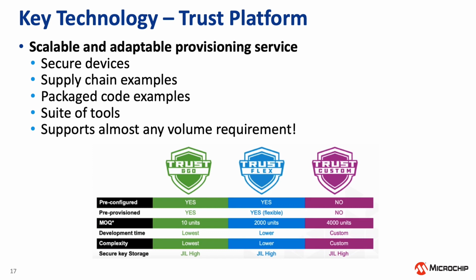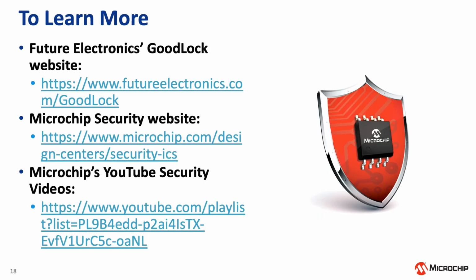The third tier is Trust Custom, which is a fully customizable secure element. With Trust Custom, you start with a blank device, and you can transform it into almost anything. An NDA is required for Trust Custom. So, no matter what your use case is, and no matter what your volume requirements are, Microchip can meet your needs. So, for more information, these links will get you started in the right direction.